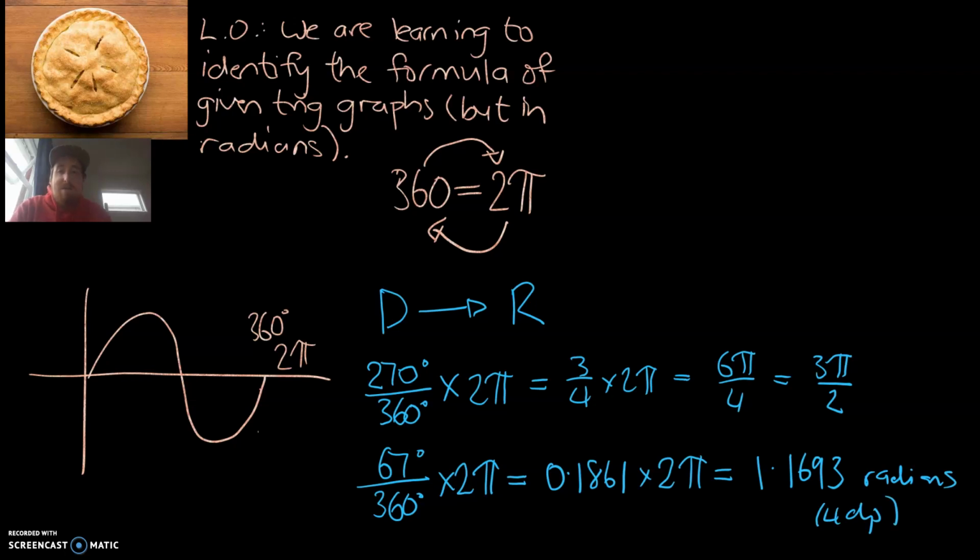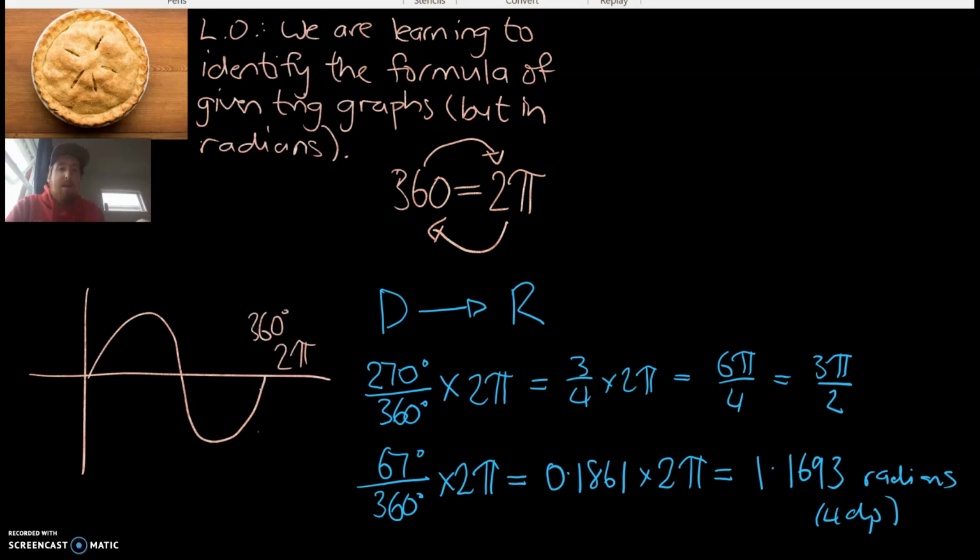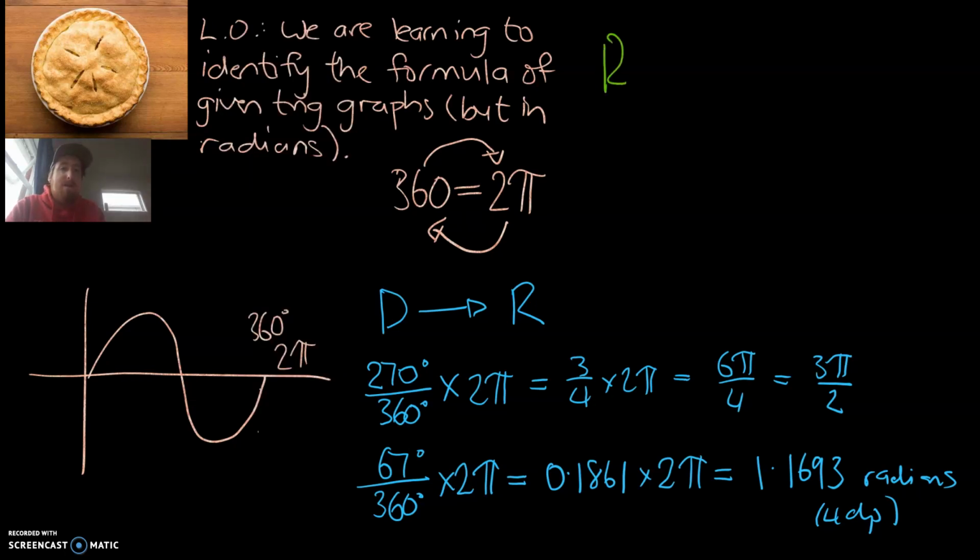So it doesn't always have to be in terms of pi, but when we can, we should be aiming for that. So what we've done is we have rounded that as well. So that's how to get from degrees to radians. Let's change pen colors. Let's think about how we go the other way, from radians to degrees. And it's a very similar process.